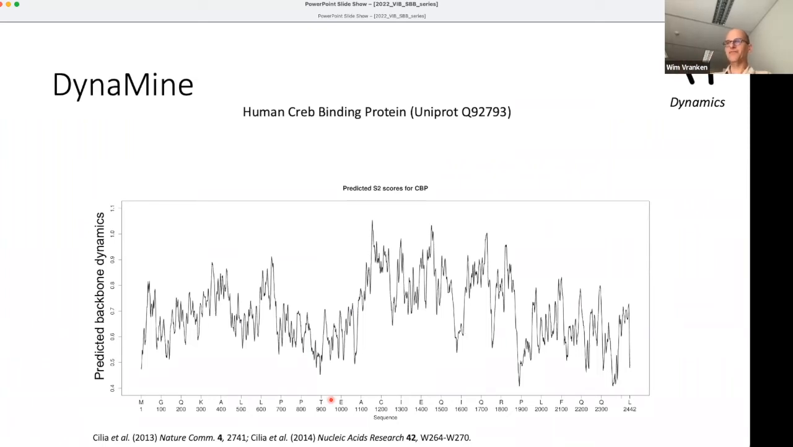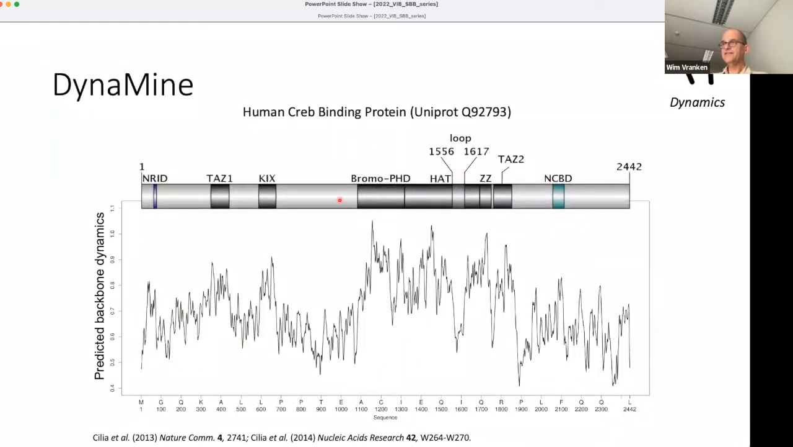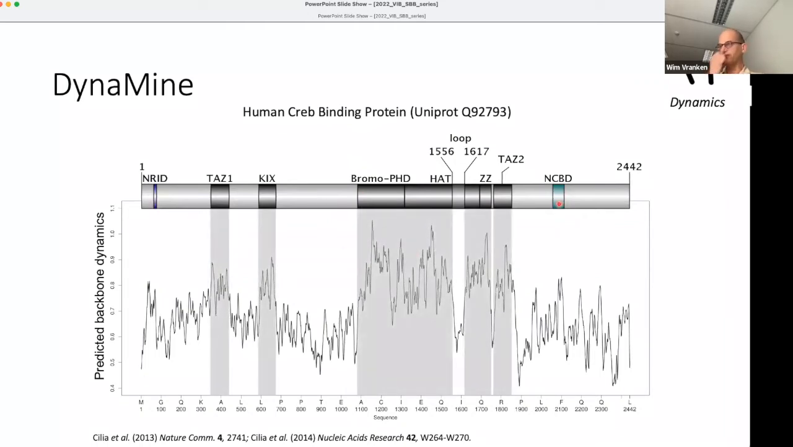And to give an example of what that then means, because that's also important to try and gain an understanding of what information your predictions carry, we looked at an example for the human CREB binding protein. So these are the predicted scores. Here you've got the sequence, so it's a long protein, 2,442 residues, with predicted backbone dynamics. And this is what we knew at the time about this protein. So here in dark gray are folded domains, and these two different colors are domains, or regions of the protein, that fold upon binding.